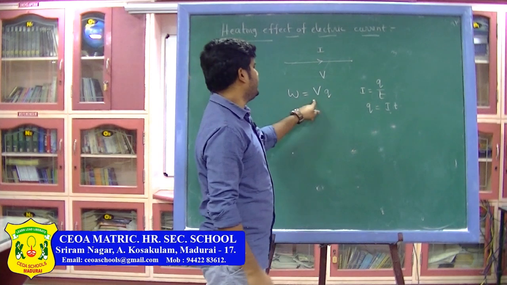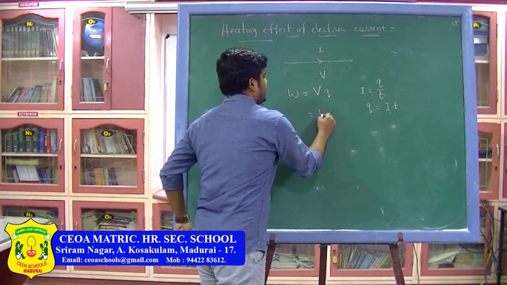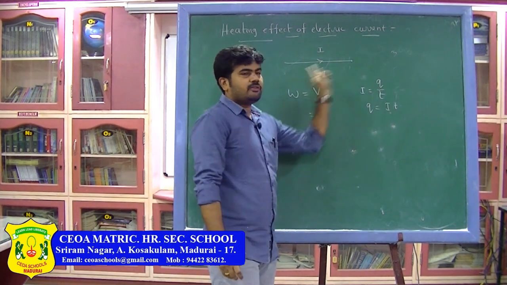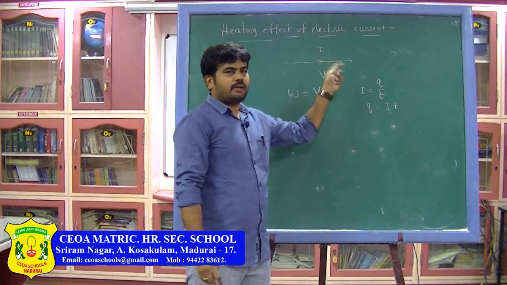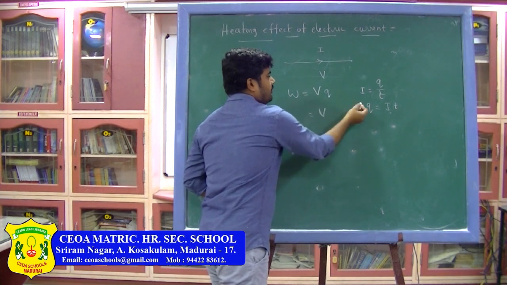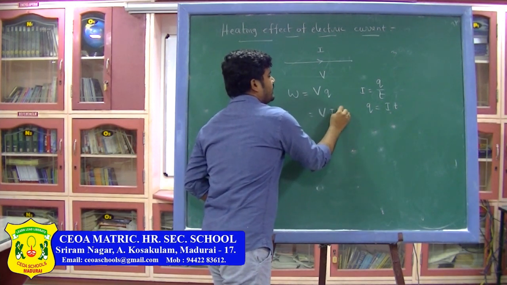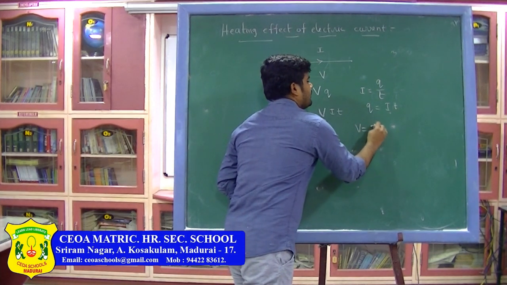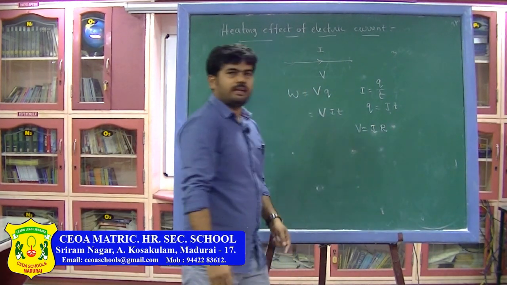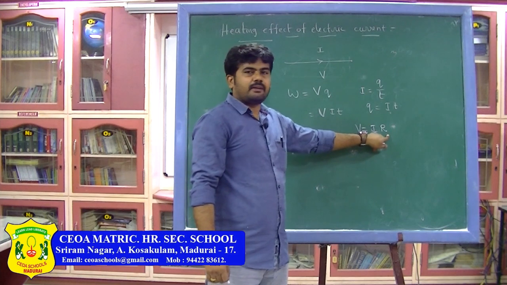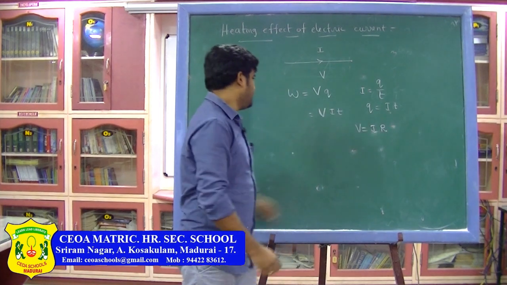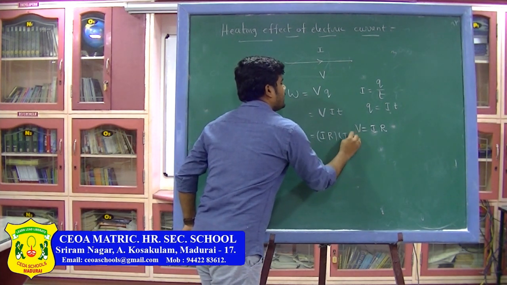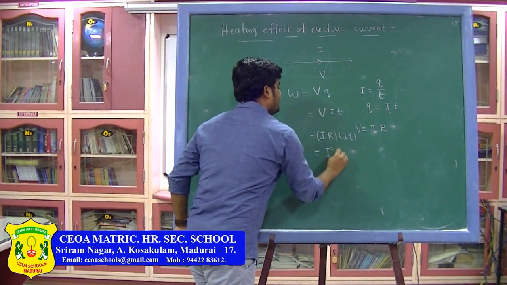So, now replacing q with I t, you will get W, that is work done by the potential difference in sending the charge carriers from one end to other end, that work done is equal to V into q value I into t. So, we know V is equal to I R by using Ohm's law for conductor. V is equal to I R, where I is current and R is electrical resistance of the material. Substituting here, you will get I into R into I into t. So, which will give us I square R into t.